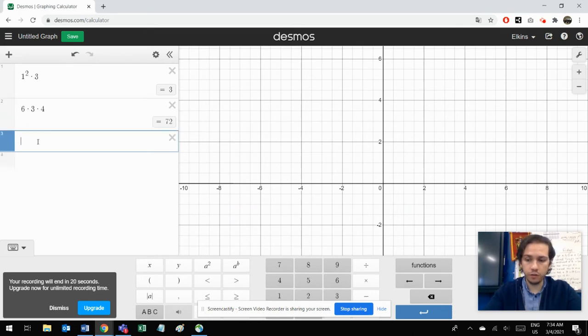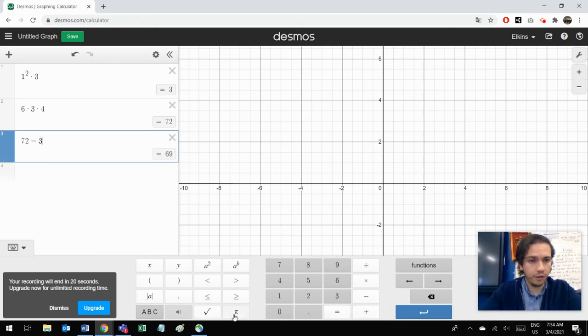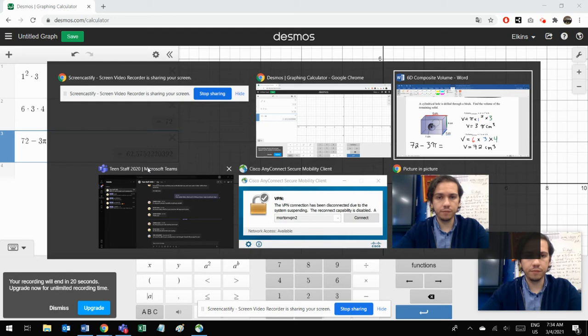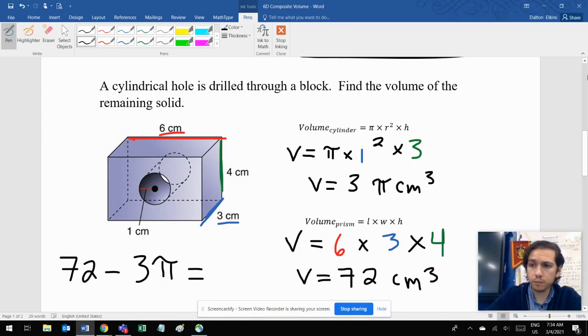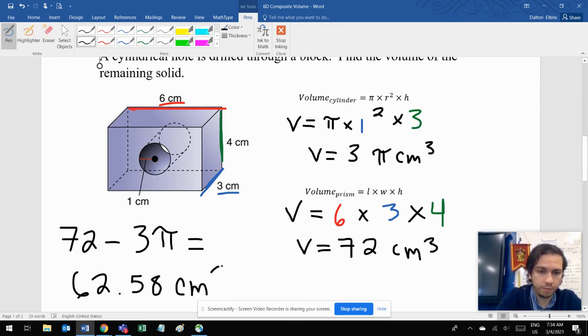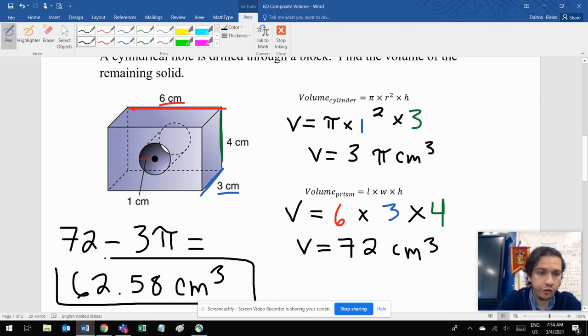So I'm going to take 72 and subtract 3 pi, and I've got to find the pi button, which is down here. Let's round this to 2 decimal places. We'll do 62.5, and this 7 rounds up to an 8 because its neighbor's a 5. So I'm going to do 62.58 centimeters cubed.